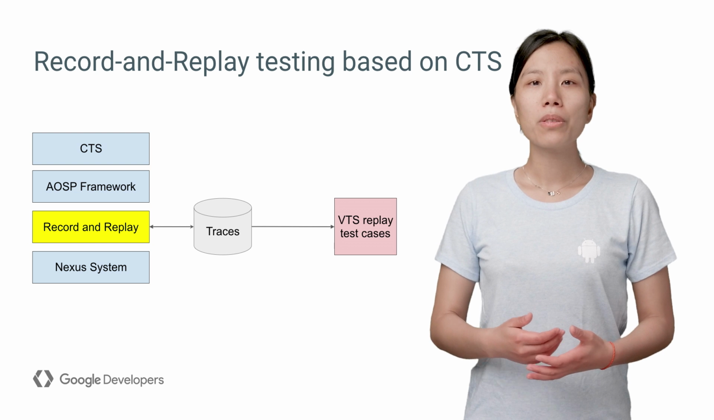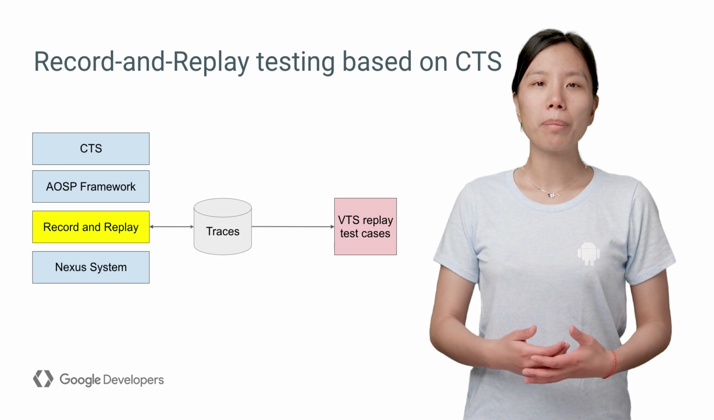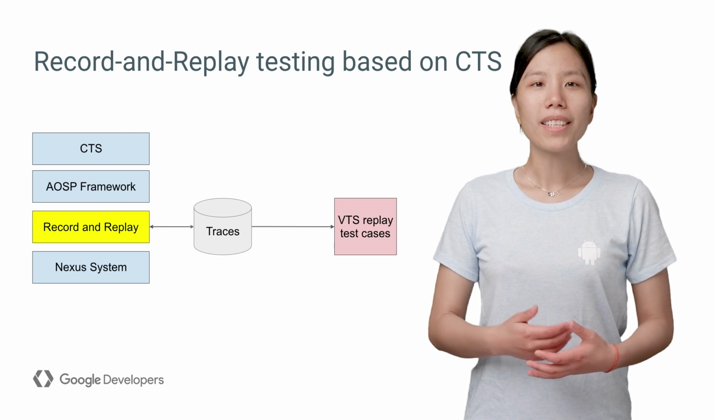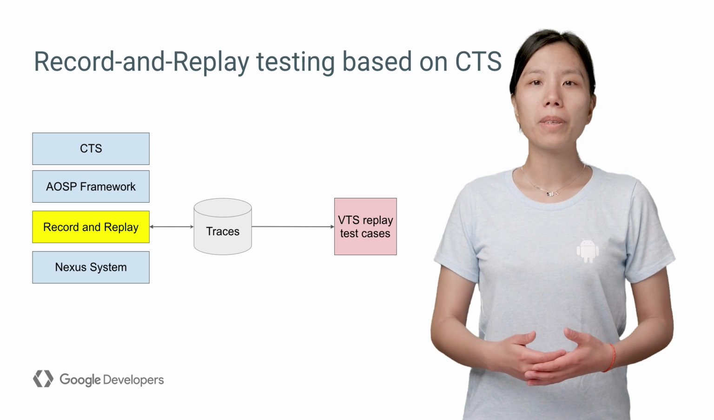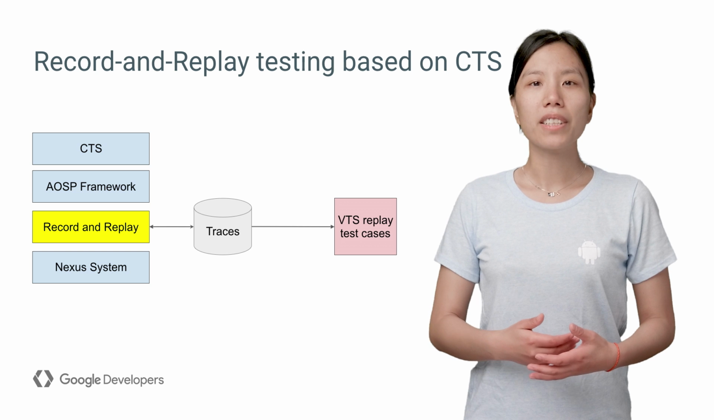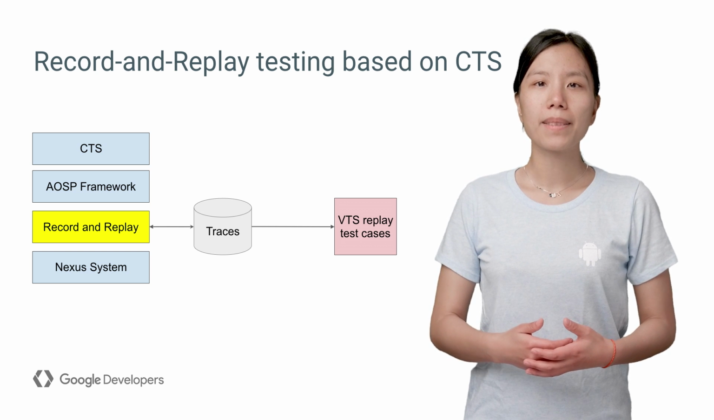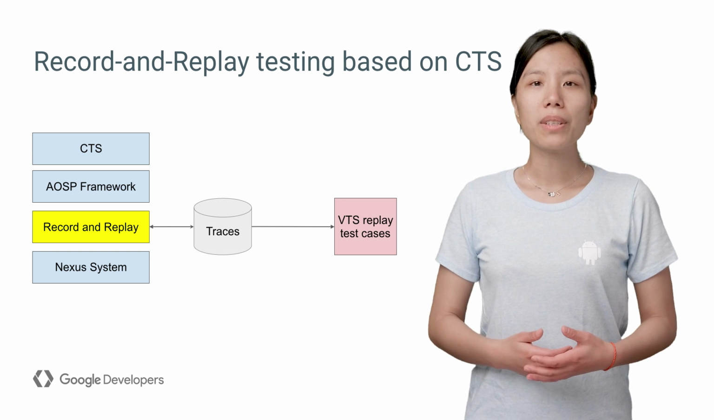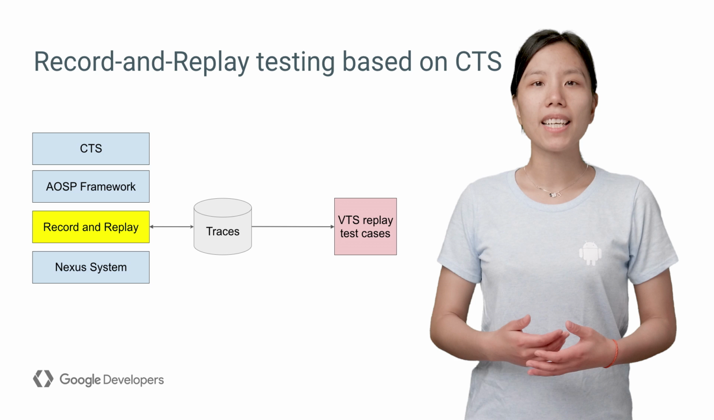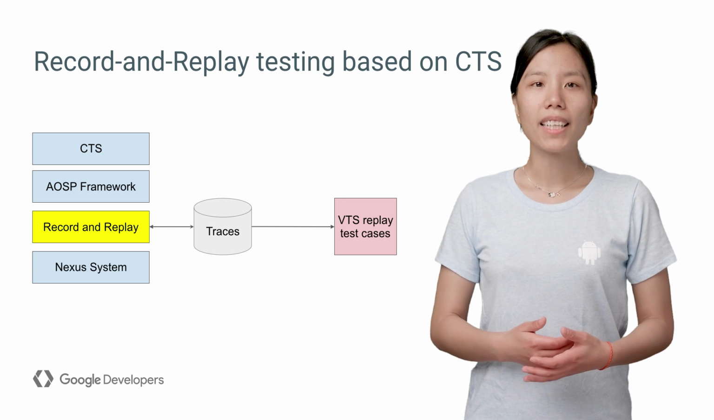As an example use case of the record and replay testing, we run the CTS test suite on top of AOSP framework and collect the HAL execution traces for all the CTS test cases. We then apply the replay library to generate corresponding VTS test cases based on the collected traces.